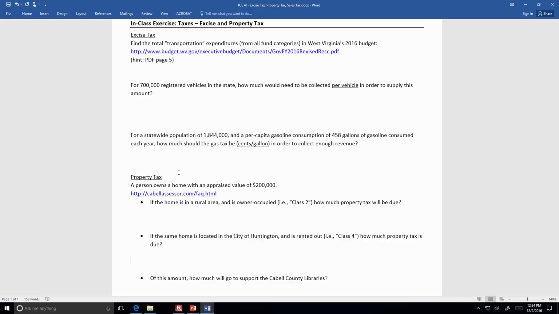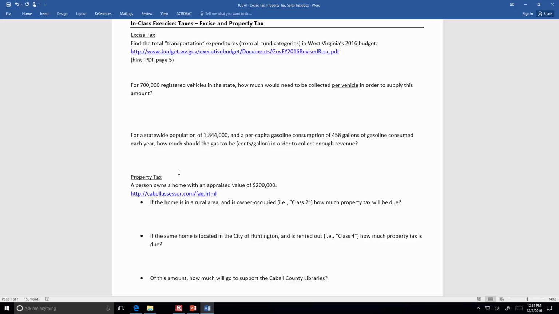So I looked up online that there are 700,000 vehicles in the state, and if we were going to collect that amount on the basis of per vehicle, how much would we need to collect? Like if the highway tax was collected when you registered your car, how much would that tax need to be? And then the other way of looking at it is on the basis of gasoline consumption.